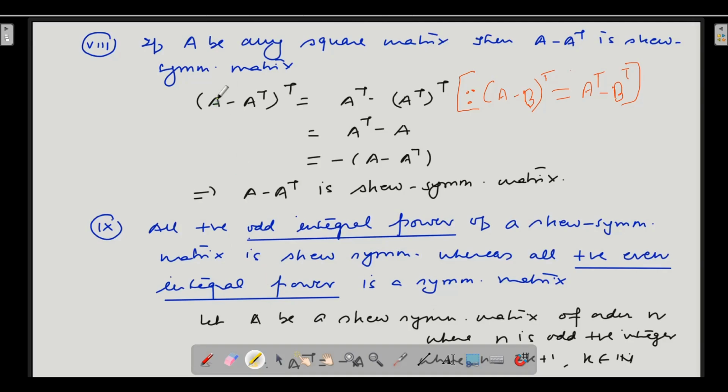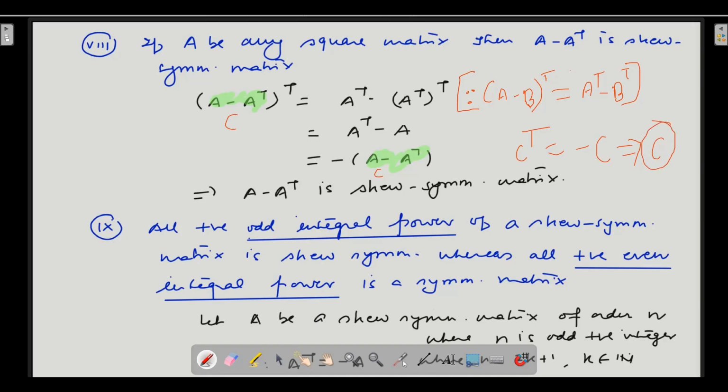Now consider that this A minus A transpose is a matrix C. Then this whole expression is minus C. So C transpose is coming out to be equal to minus C. You can have a look. That implies C is skew symmetric.